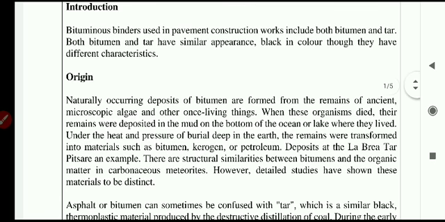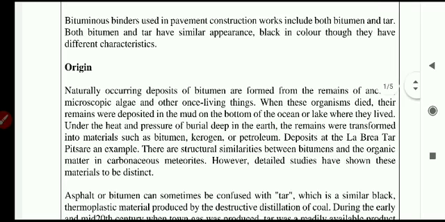So friends, before conducting the quality control tests on the bitumen, we will get to know the concept of bitumen, the concept of tar, and we will study the origin of the bitumen. Regarding the origin of the bitumen, I'll brief about how this bitumen is obtained.